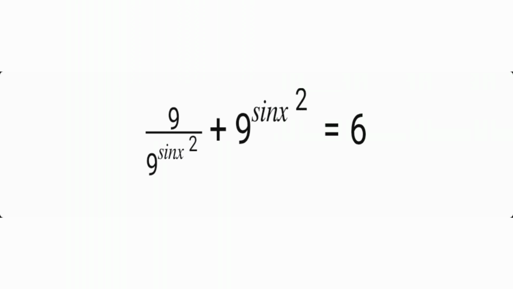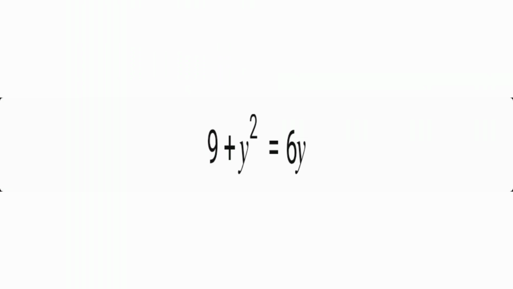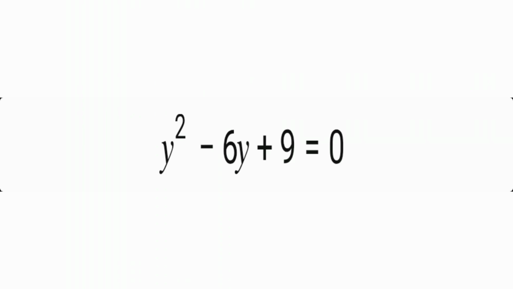We can let 9 power sine squared of x be a letter y, and when we do that, wherever we have 9 power sine squared, we substitute it with y. So you shall have 9 over y plus y being equal to 6. Then we multiply by y throughout, so that we will have 9 plus y squared being equal to 6y. Then we can see clearly that this is a quadratic equation which can be rearranged as y squared minus 6y plus 9 is equal to 0.